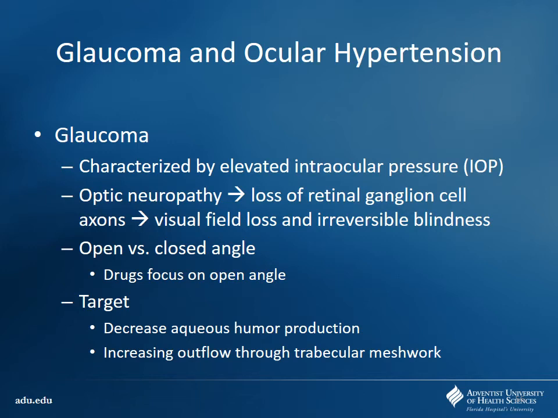There's two varieties. You're going to have open versus closed angle. Open angle is mainly the thing we're going to be talking about as far as medications go. Closed angle is going to be more of kind of a surgical issue that can occur. And so the two things we're going to be focusing on with our medications is, one, we want to decrease the amount of aqueous humor that's being produced in the eye, and we also want to increase the outflow through the trabecular meshwork. Okay, so either increase outflow or decrease humor production, right?